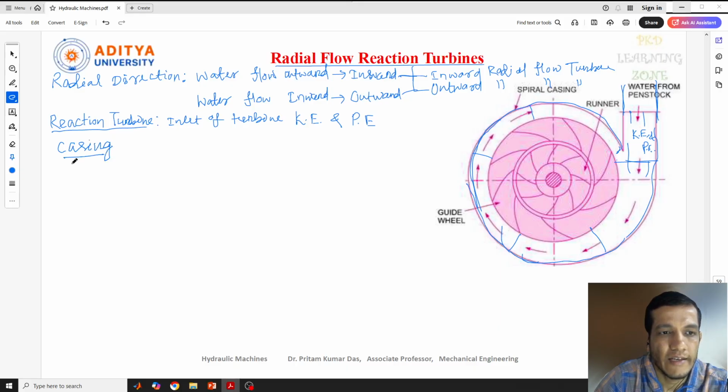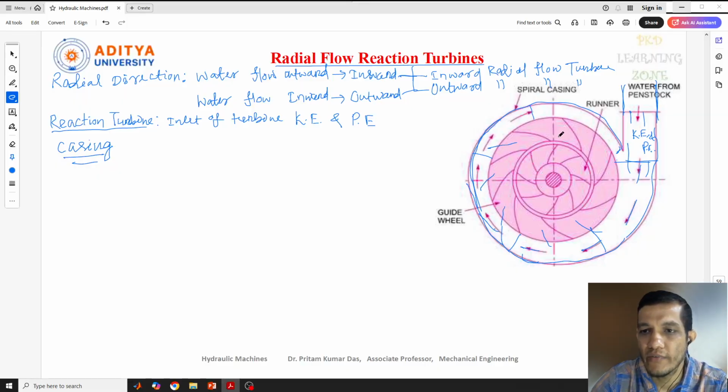One is the casing, and the second one is this one: the flow which is coming through this penstock and through this casing to inside. Once it goes inside, you can see the flow directions here, and the water will move inside through these vanes, which are called guide vanes, and they are situated on the guide wheels.